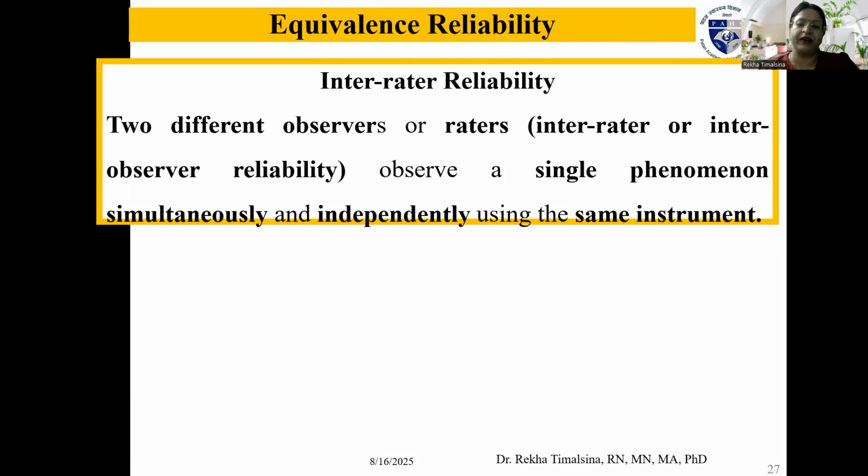For example, a rating scale developed to assess the cleanliness of a bone marrow transplantation unit could be used by two observers who rate the unit simultaneously but independently, and their level of agreement would indicate inter-rater reliability. That's why inter-rater reliability refers to two different observers or raters observing a single phenomenon simultaneously and independently with the same instrument.